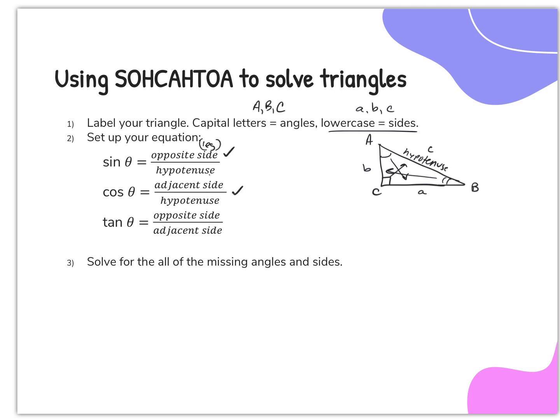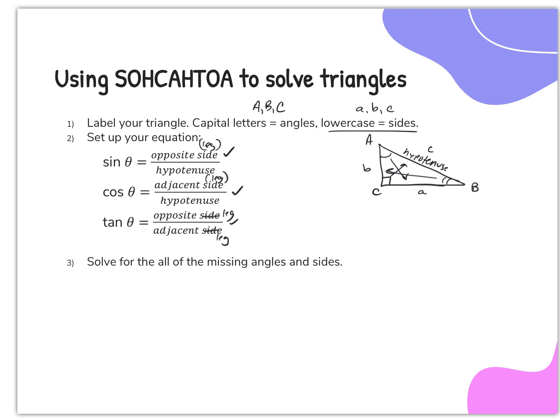And so again, we know sine is the opposite leg over the hypotenuse. The cosine is the adjacent leg over the hypotenuse. And the tangent is the opposite leg over the adjacent leg. Just remember that opposite and adjacent always refer to legs, never the hypotenuse, okay?